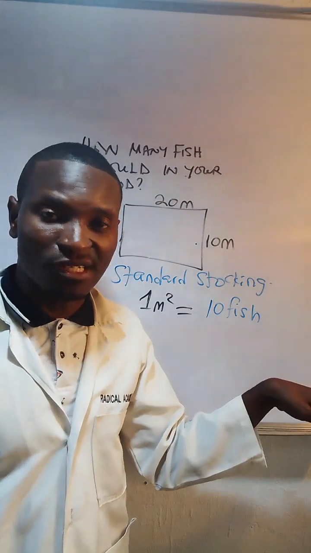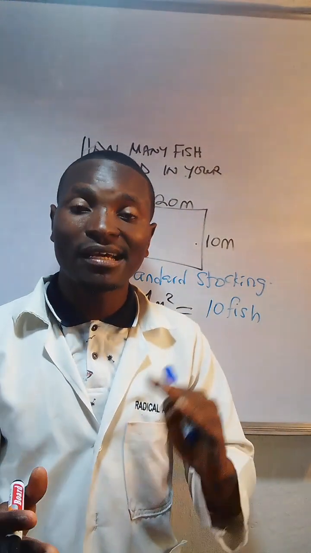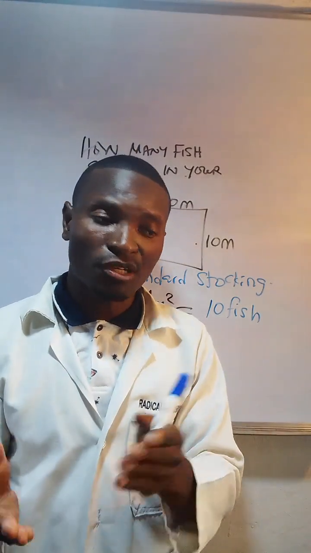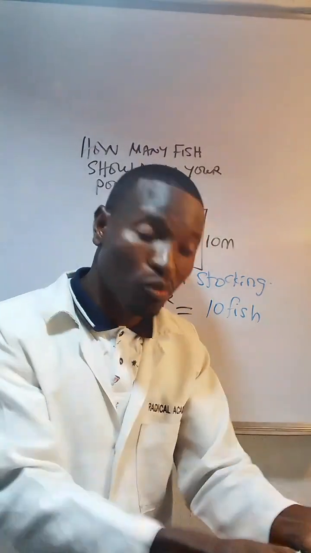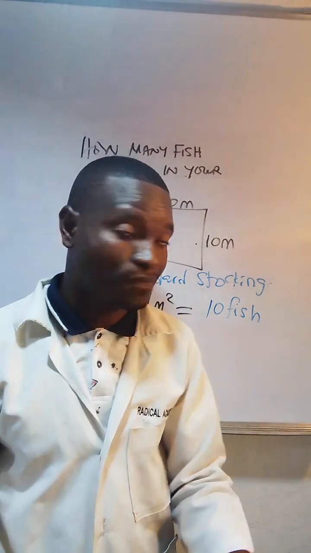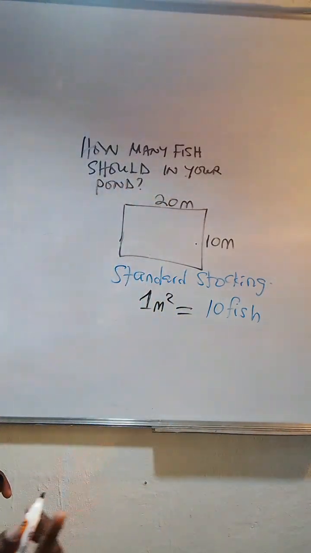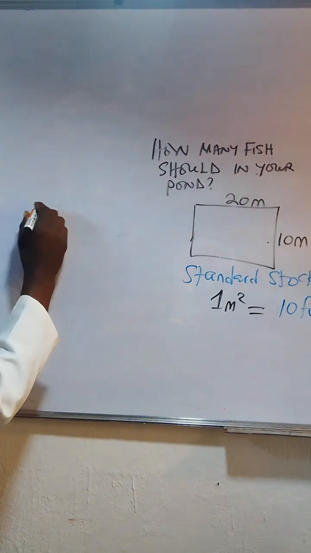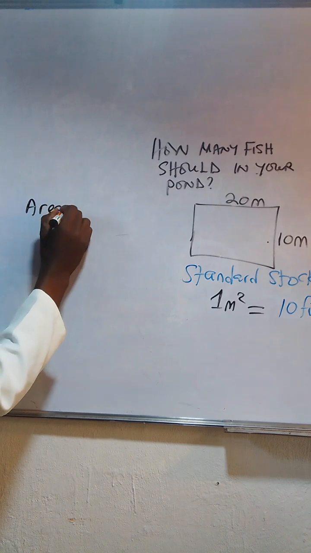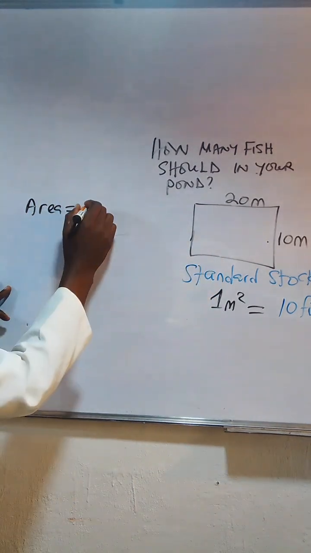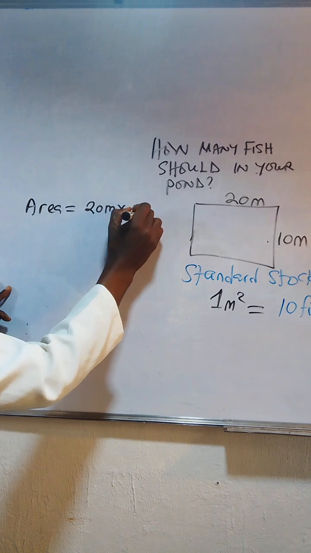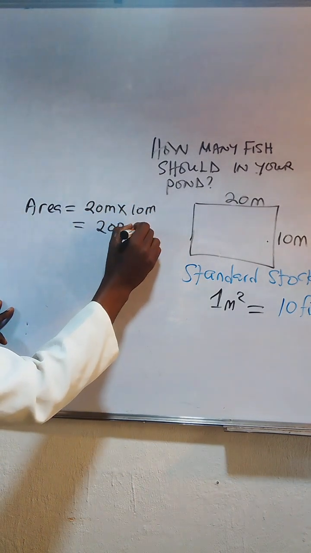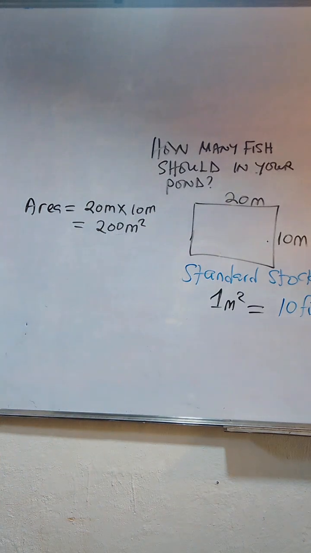So if we now establish that for us per square meter it is 10 fish, then we can now know how many in total, the number of fish do we need actually to go and buy and put in our pond and start the production. Okay, so from there, then we can say that now the area of this is going to be 20 meters multiplied by 10. Okay, and this is going to be 200 meters squared.